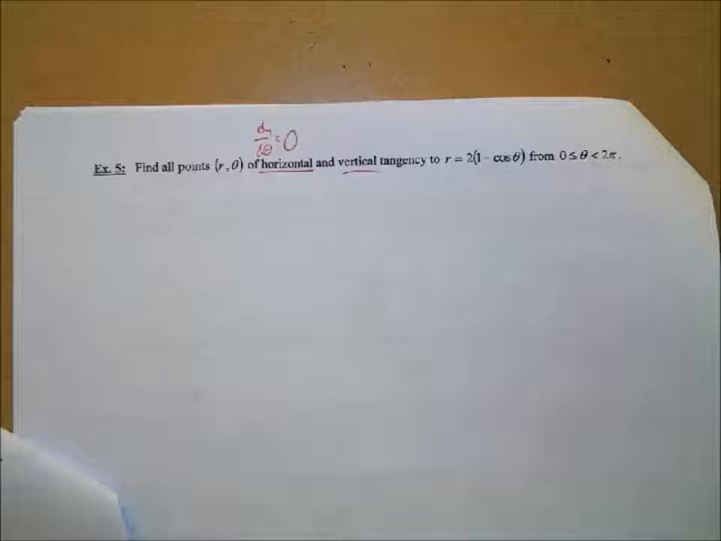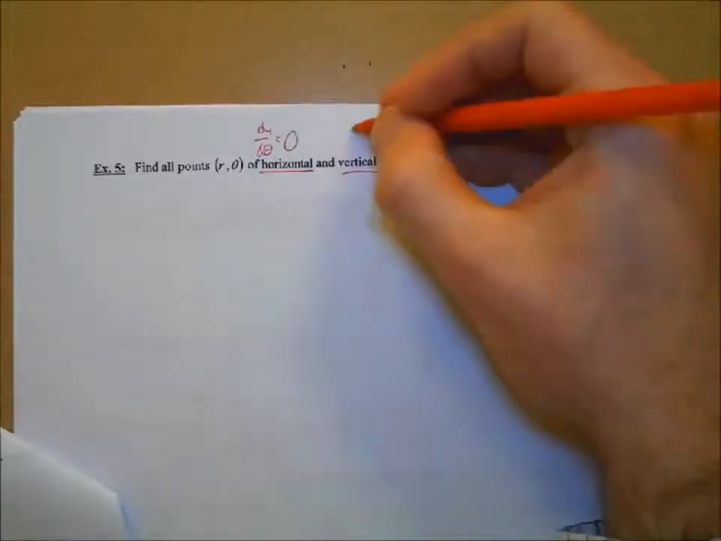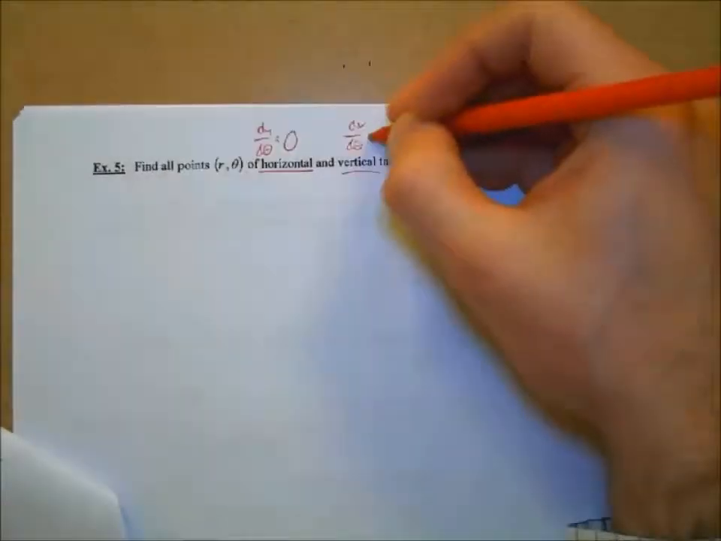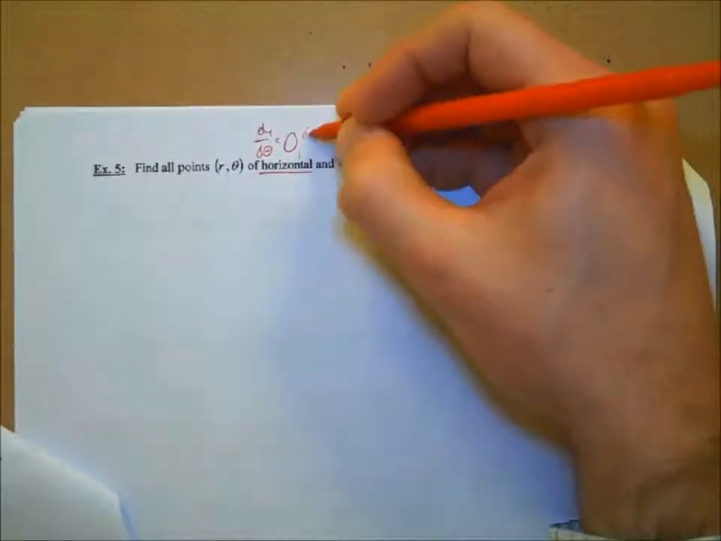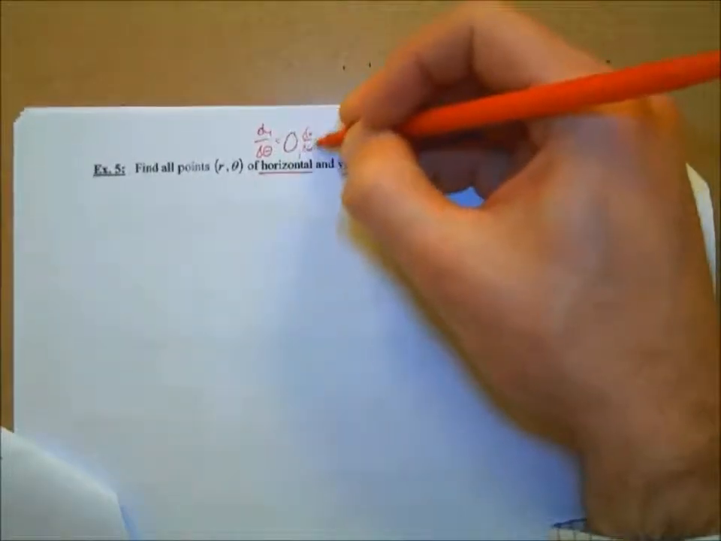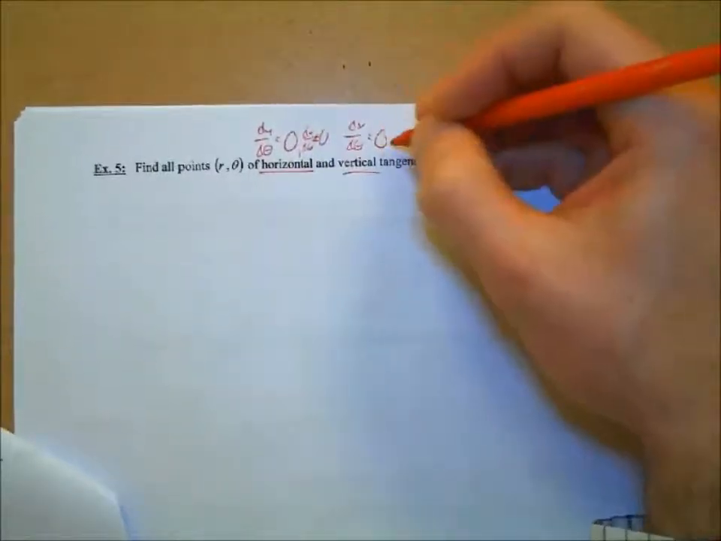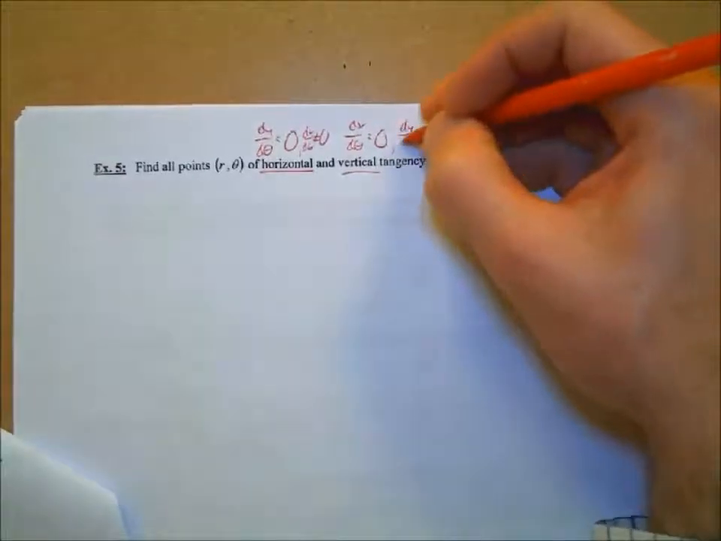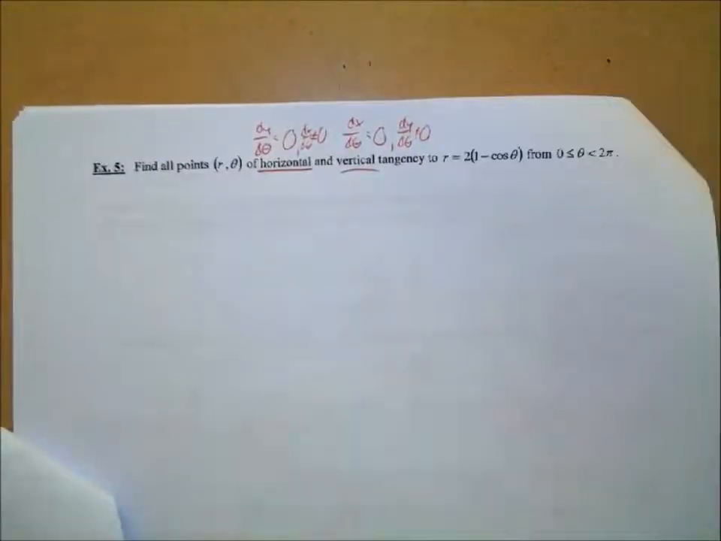And then for vertical tangents, what would it be? dx d theta, right? We want that to be equal to 0. I guess I should say comma here, dx d theta not equal to 0. And then here, comma dy d theta not equal to 0. Right? And we never want them both to be 0 at the same time. It's indeterminate there, and that means we wouldn't have really either 0 or undefined. Okay?